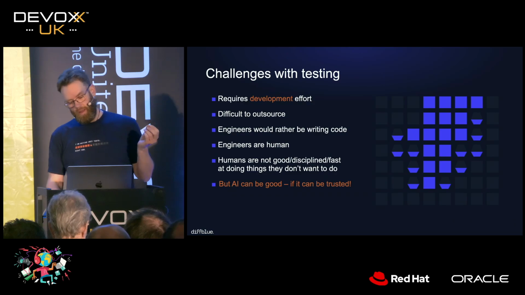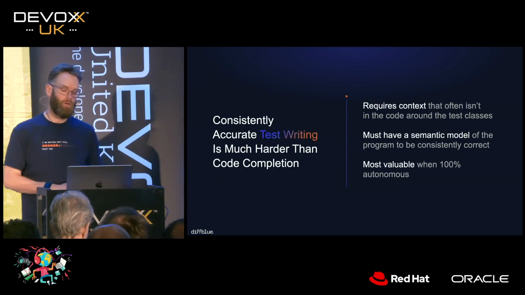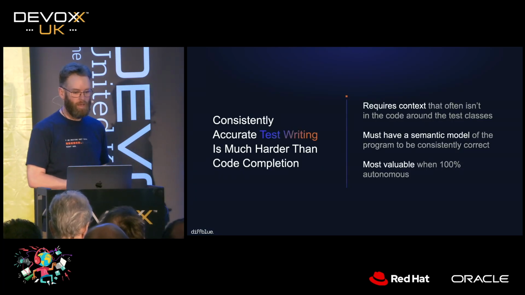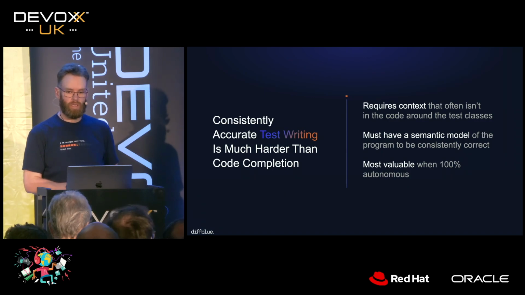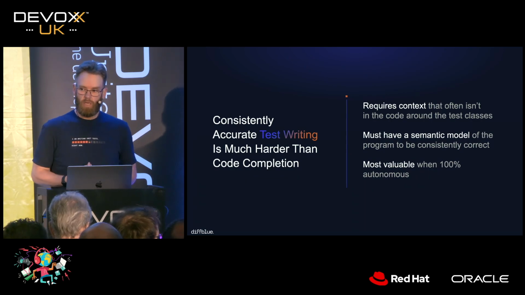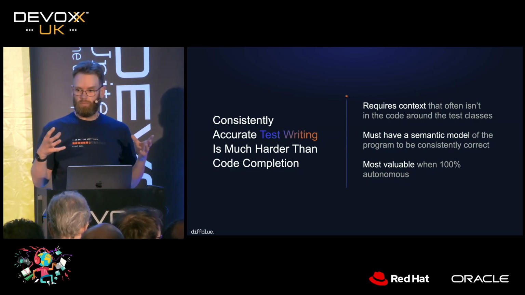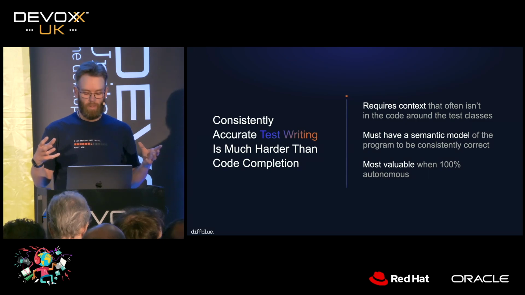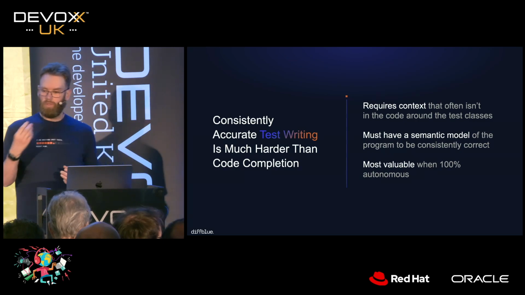So the problem that we're trying to solve here with AI is that we want to write accurate unit tests that reflect the behavior of the code that you're writing the test for. This is a much harder task than just general text generation, right? The reason why is I've alluded to this all the way along.